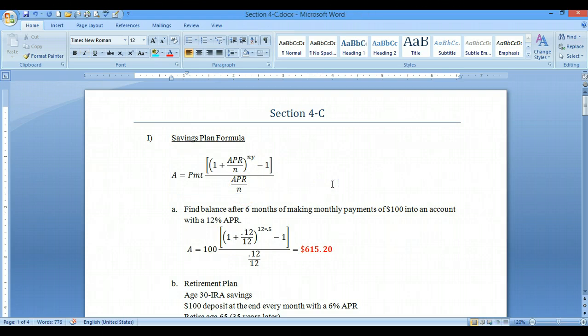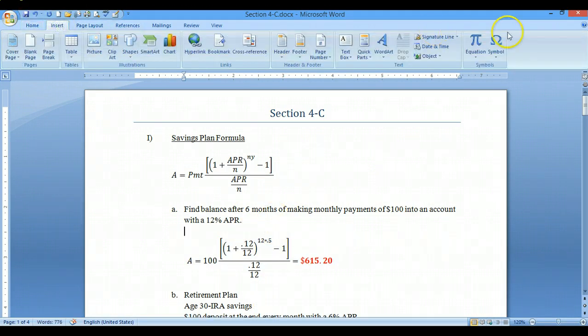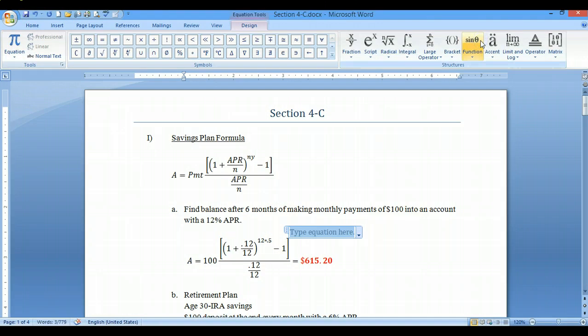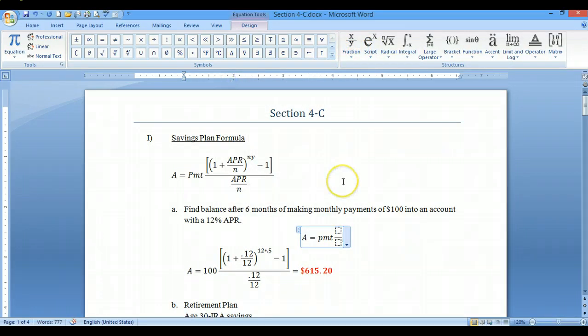Let's go ahead and use this on our first example. Find the balance after 6 months of making monthly payments of $100 into an account with a 12% APR. So what we're going to do, and I'm going to show you how to write this equation for your own benefit, we're going to go into Insert and Equation, and we want to type in Shift A for capital A equals payment, PMT, and then I'm going to come up here and find my fraction, and I want this kind of fraction.